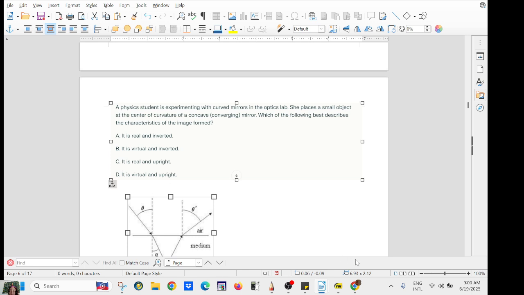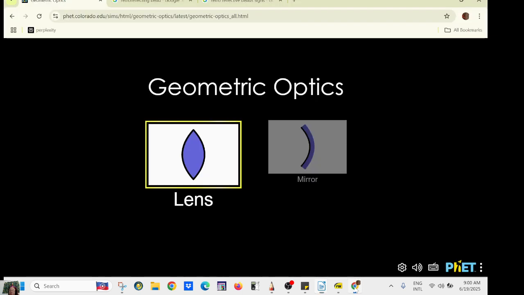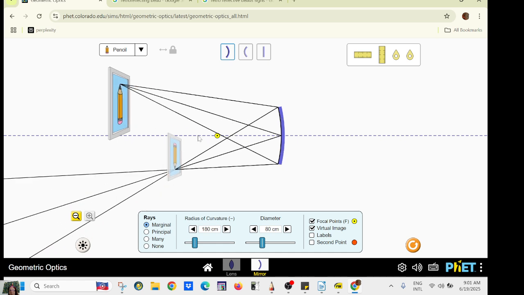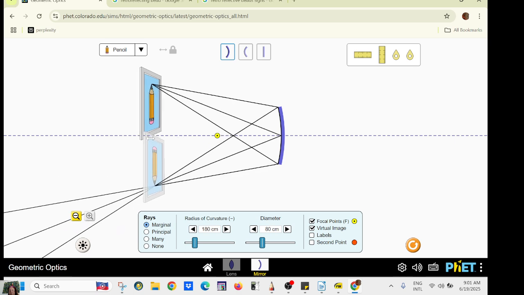So if we can use that simulation here, we can go to mirror, and this is a concave mirror. And the center of curvature is about here. Okay, so it means that will be the center, and here you could make a circle. So here you can make a circle, and that will be the center of the circle.